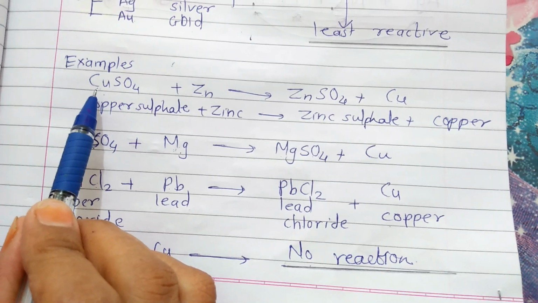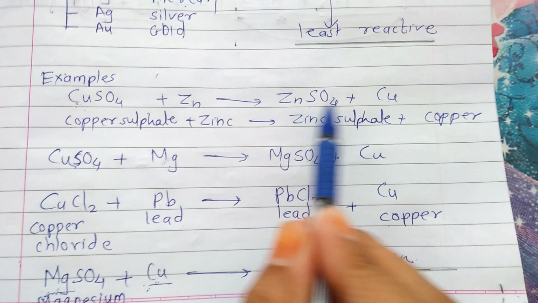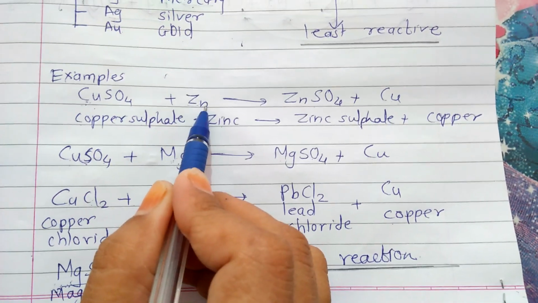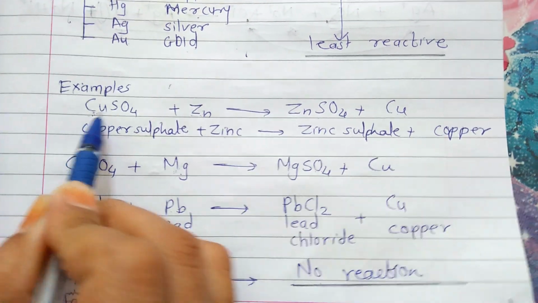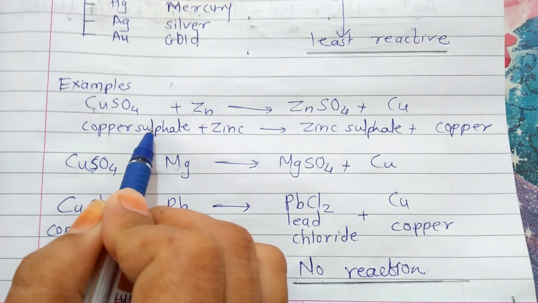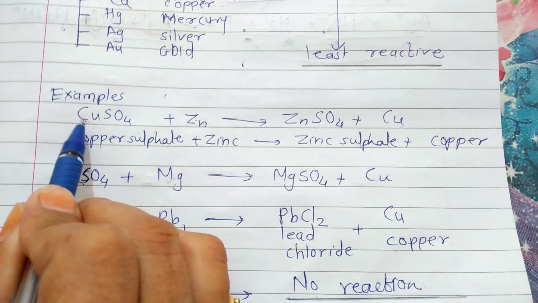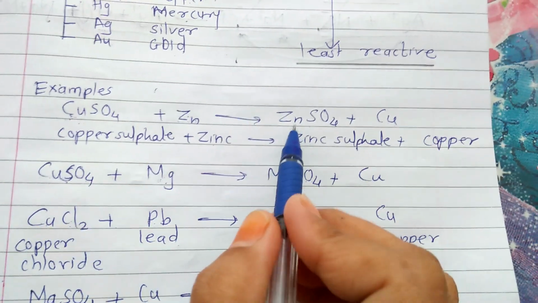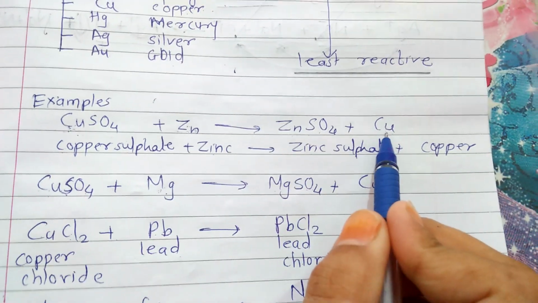Now let's study the examples. The first example: copper sulfate plus zinc gives zinc sulfate plus copper. There are two elements, copper and zinc. Copper is in the solution form of copper sulfate and is less reactive, and zinc is more reactive than copper. So zinc will displace the copper from its solution, take its place and form zinc sulfate, and copper will be displaced, giving us the second product.